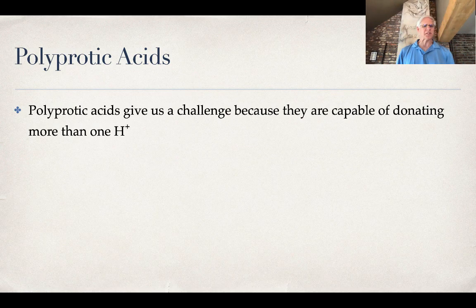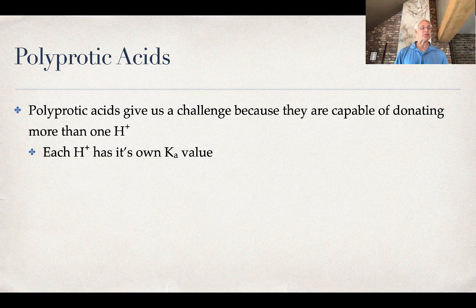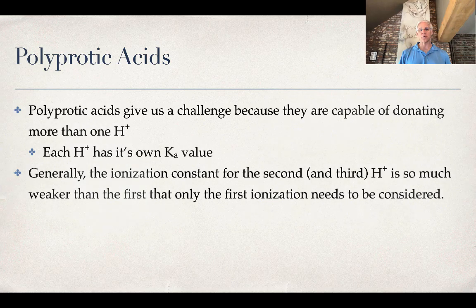So a lot of this is what I just said. Polyprotic acids do give us a challenge because they're capable of donating more than 1 H+. Each of those hydrogen ions coming off has its own Ka value. However, a lot of times the ionization constant for the second and even the third H+ is so much weaker than the first one that only the first ionization needs to be considered.